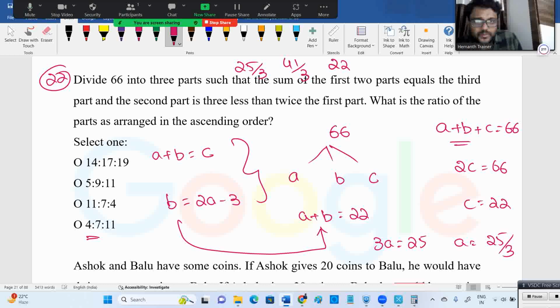C is 22. Okay, we'll have the ratio 25, 41, 66. Now adding first two, you got the third one. See, 25 plus 41 is 66. And twice the first one, 50, is... second part is 3 less than twice the first part.